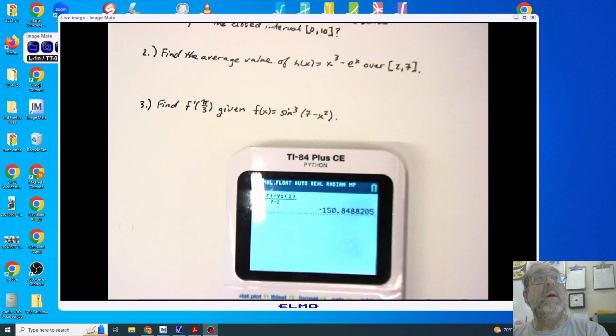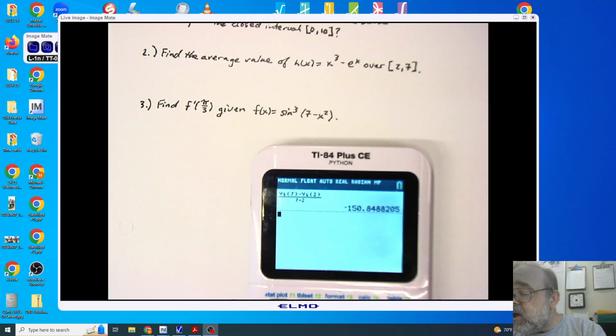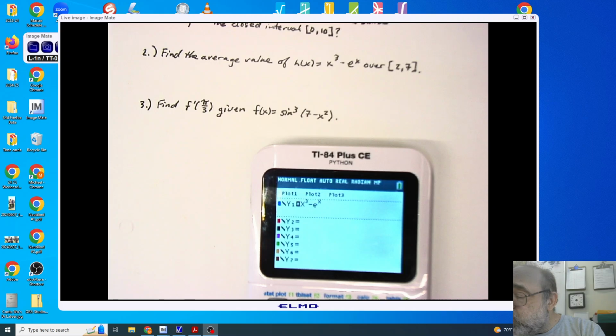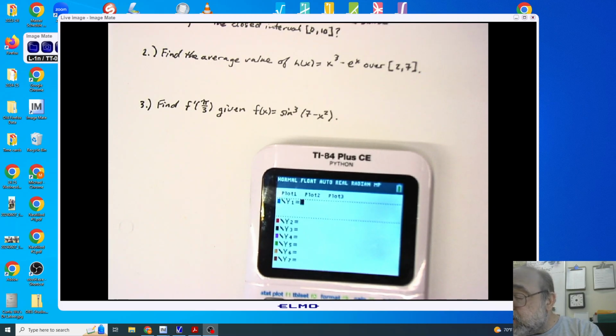Now the reason I put number 3 in is because it has a sine cubed, and we need to make sure that we can practice our sine cubed. To do that, we have to have a parenthesis, sine of 7 minus x squared, close the parenthesis twice, and then put your cube in. Notice we are not able to put the cube between the sine and 7 minus x squared. So it has to go behind.